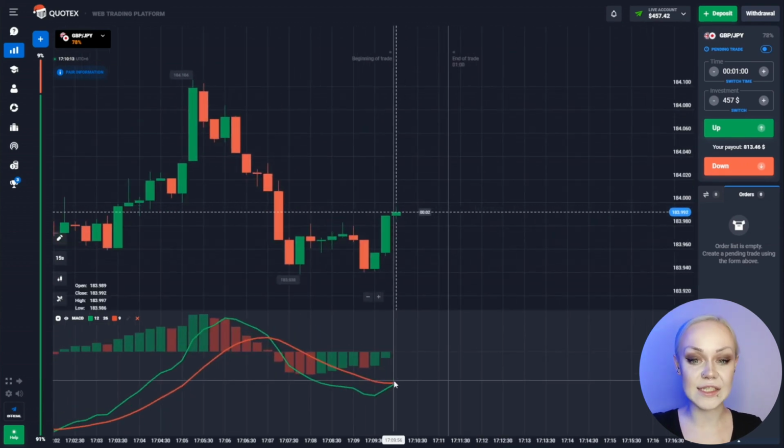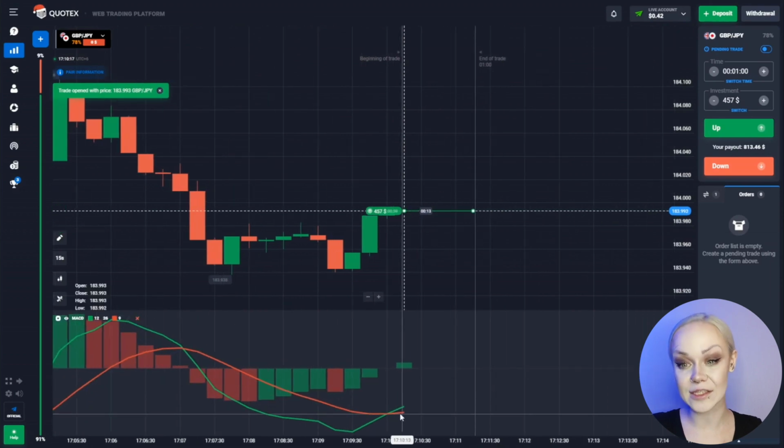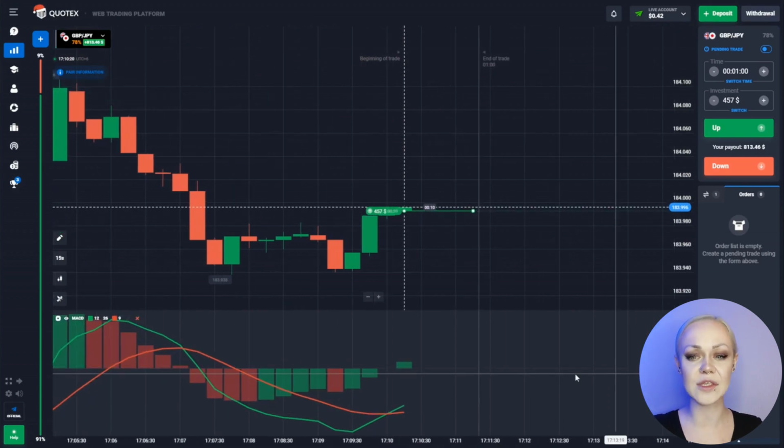The moving average is touched. We open a trade for a raise. The intersection occurred slightly below the zero mark.